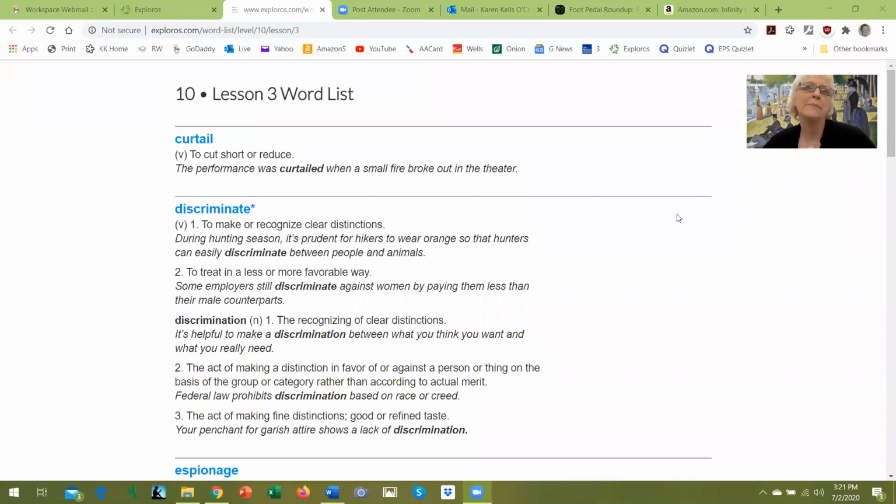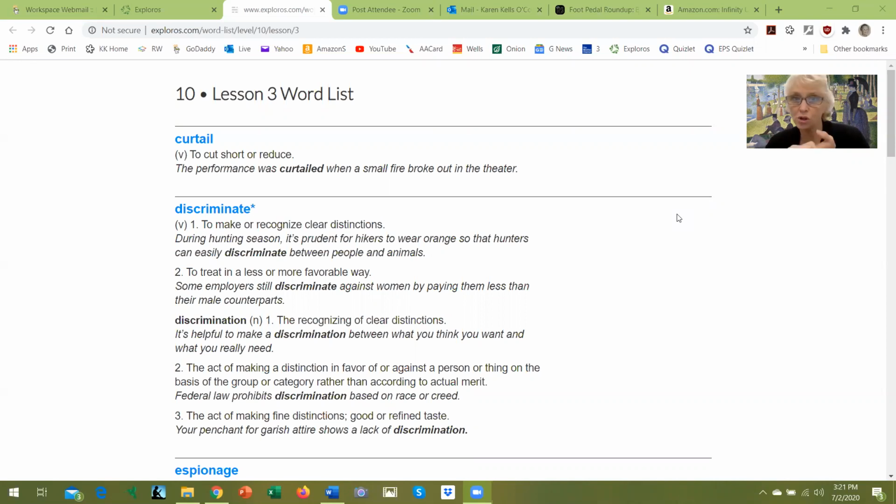Okay, let's go over the words from lesson 3. This always takes me a minute. Okay, so the first word is curtail, a verb, and it means to cut short or reduce.